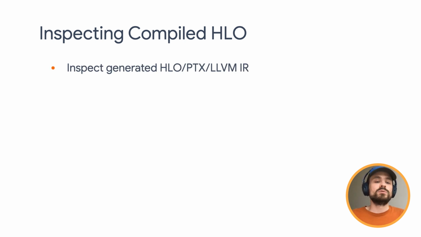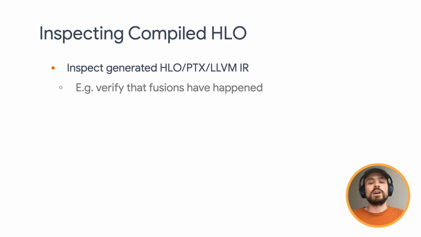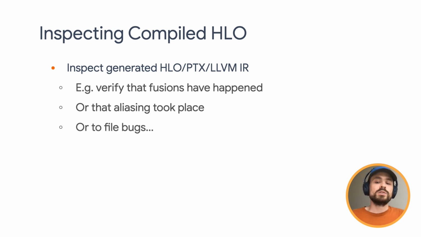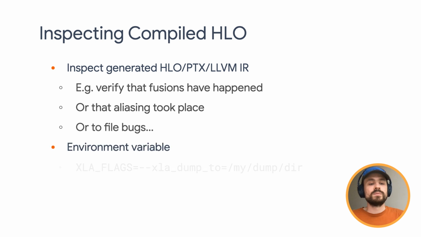There are a number of reasons you might want to look at the generated HLOs or PTX files: to see what fusions have taken place, to verify that the aliasing has happened, or to simply file bugs when you see some weird behavior or unexpected performance. For the compiled code, you can also look at the generated PTX files to understand their performance characteristics. We offer two ways to inspect such files.